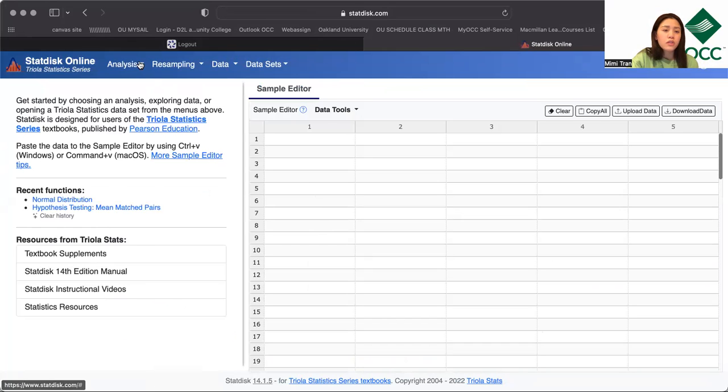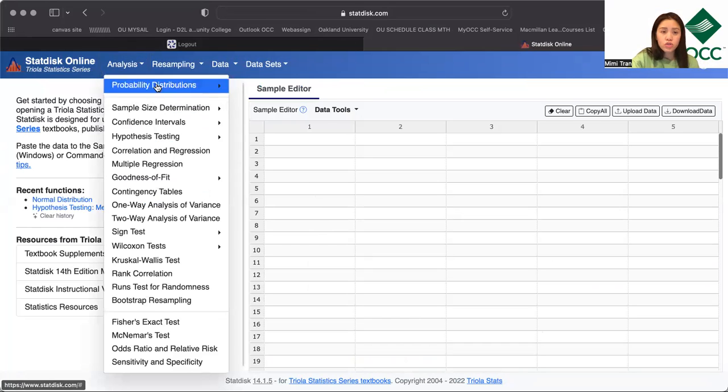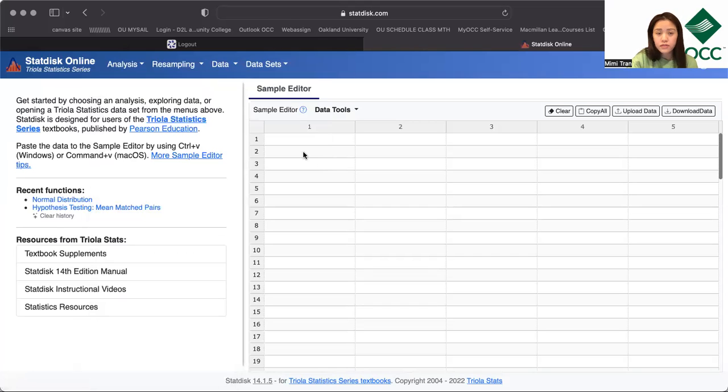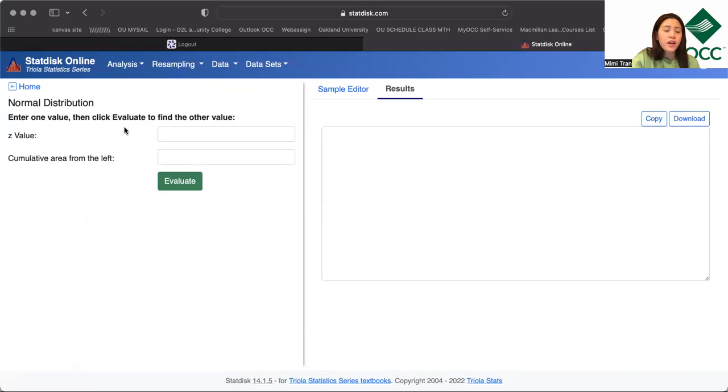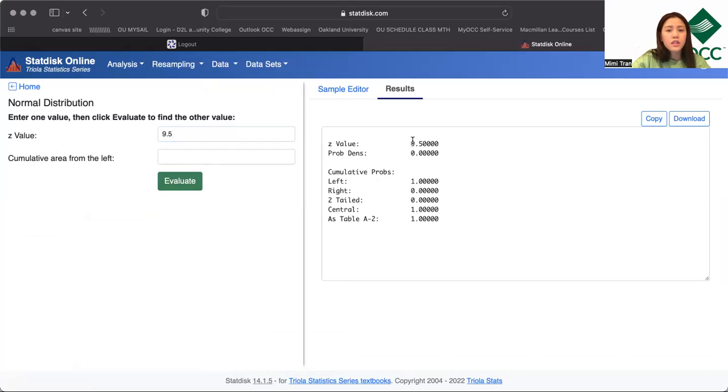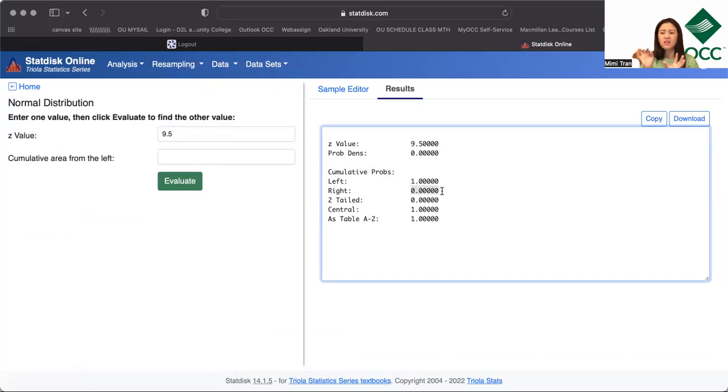Go to Analysis, Probability Distributions, Normal Distribution. You know what we're doing. Enter one value, then click Evaluate to find the other values. Now we know Z. We want to find the probability area. So Z is 9.5, and here the default is the area accumulated from the left. The accumulated probability from the left, which is what we're looking for, is 1. If it were from the right, it would be 0, because literally there's nothing left to the right.